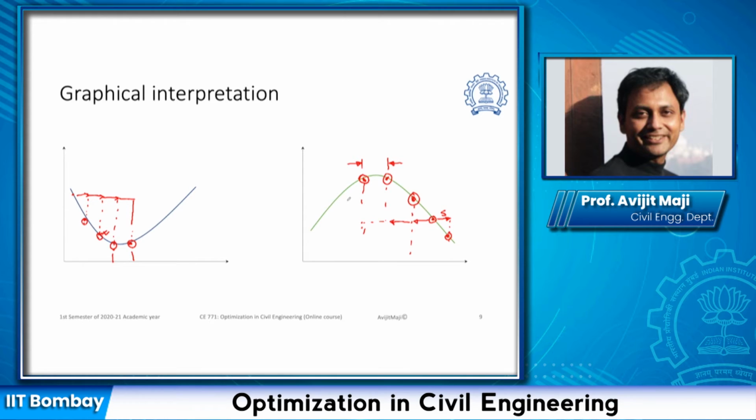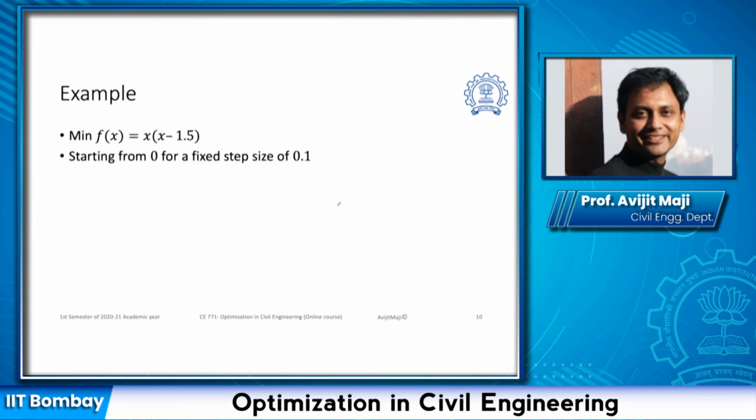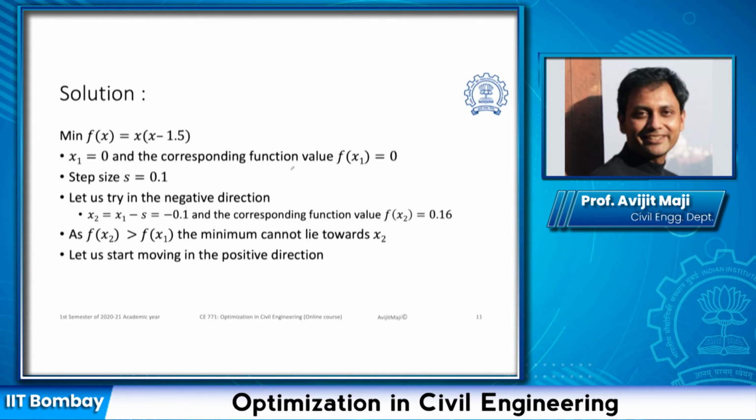Now let us look into an example to understand this method. In this example we have a function which we need to minimize, and in this function we are starting from a point 0 with a fixed step size of 0.1. So if we want to start this way, let us look into the solution.